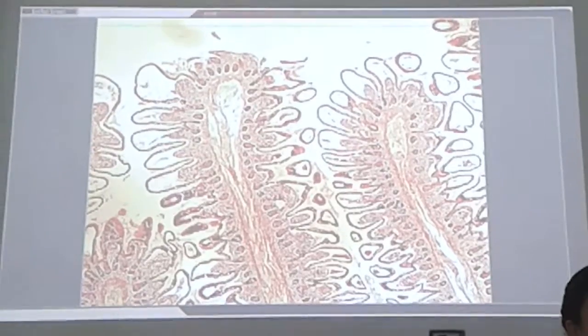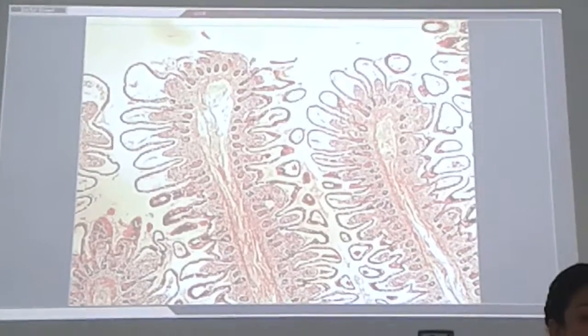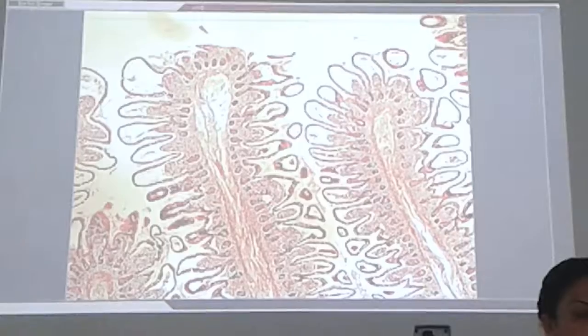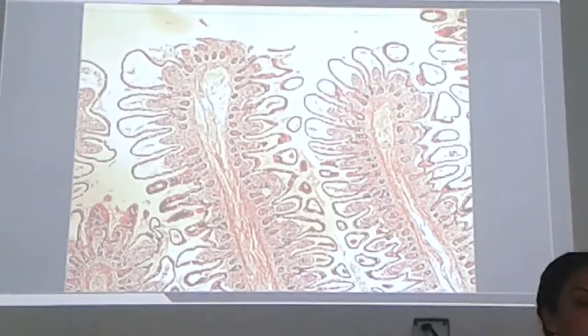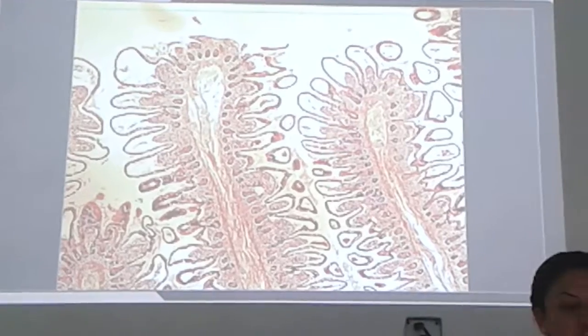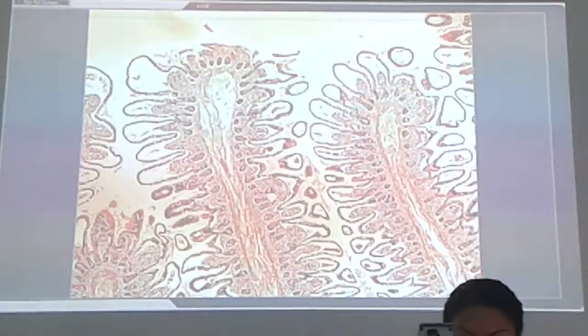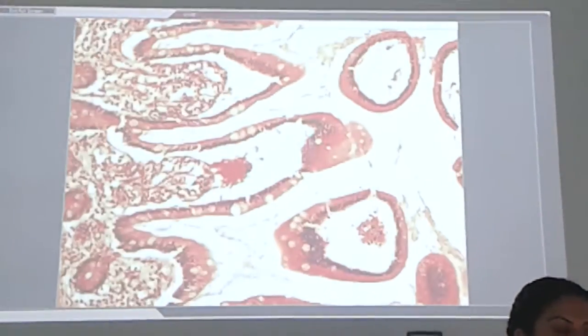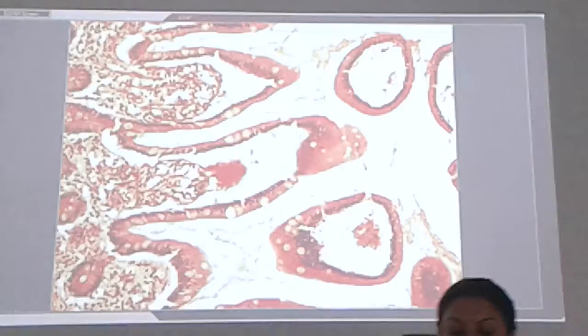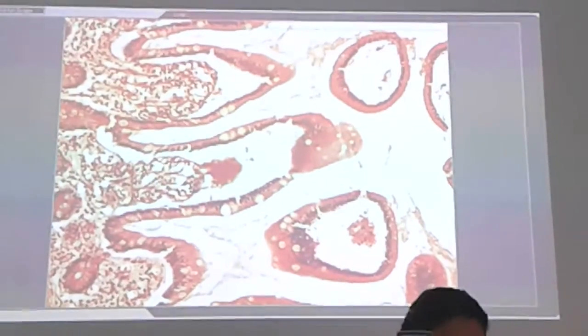And the plica circularis is made up of villi. So these are villi, all right? And the villi are longest in the jejunum. When you look at the villi in depth, again, they are lined by what? Columnar epithelium, isn't it? Columnar epithelium. Can you follow me?